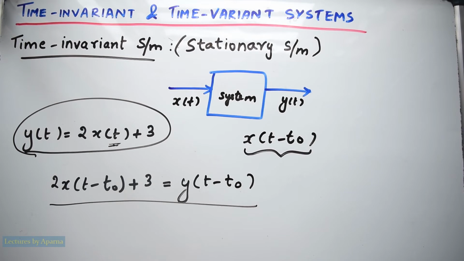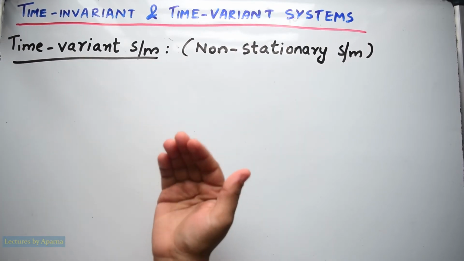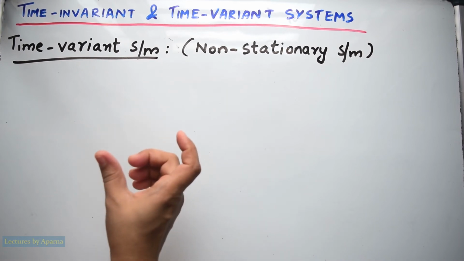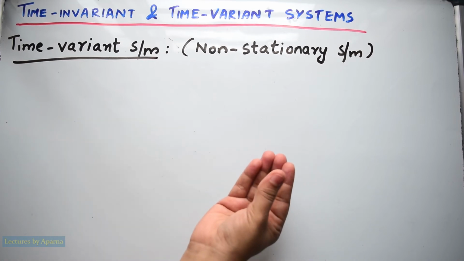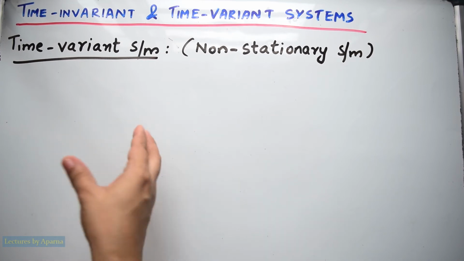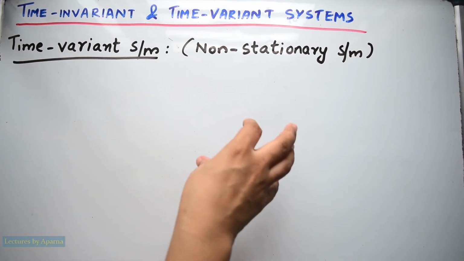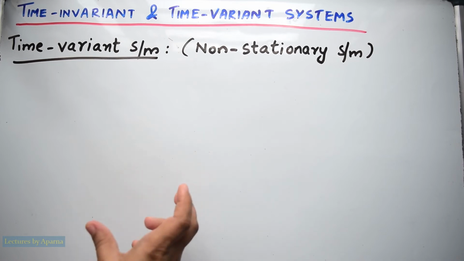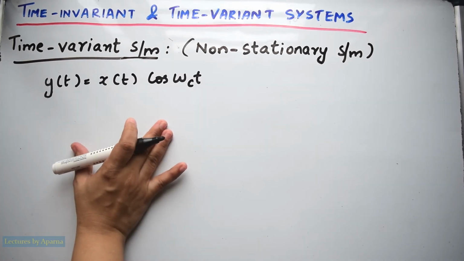Now let us see the time variant system. A time variant system is also called a non-stationary system. A system is said to be time variant if its input and output characteristics vary with time. So if there is a time shift in the input signal and there is no identical time shift in the output signal, we say the system is time variant. For example, consider a system like this.